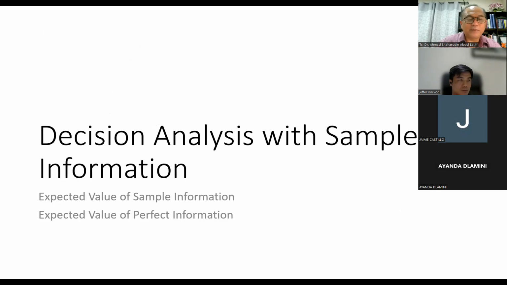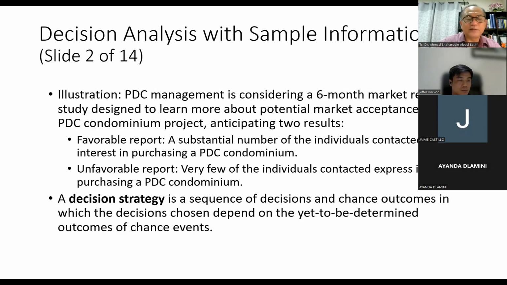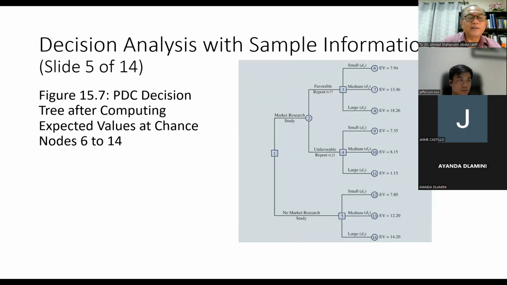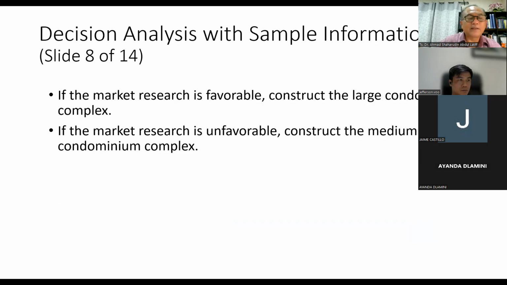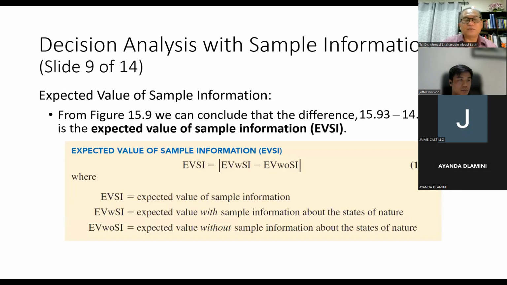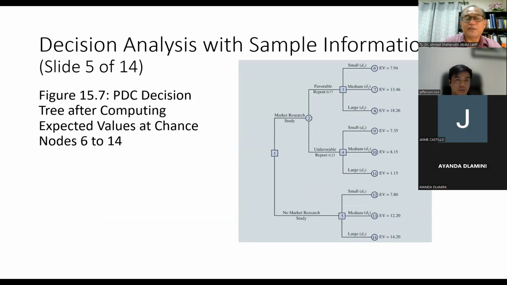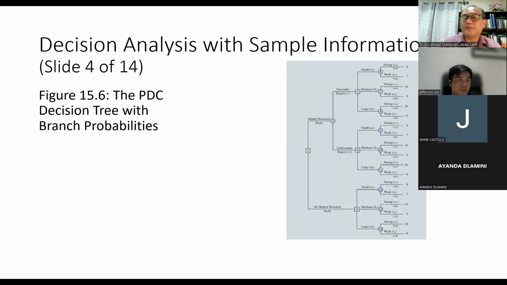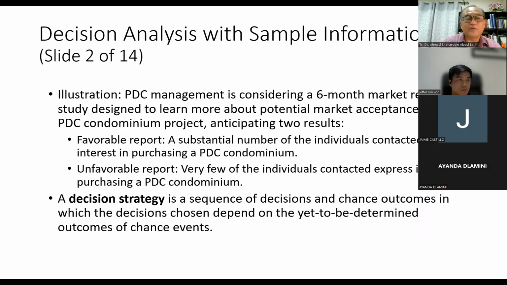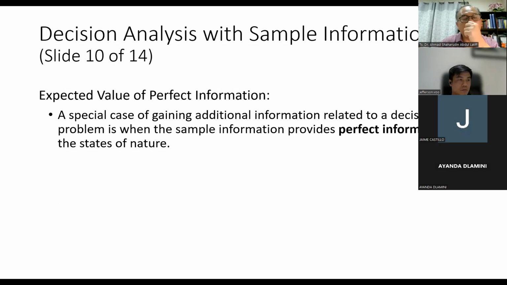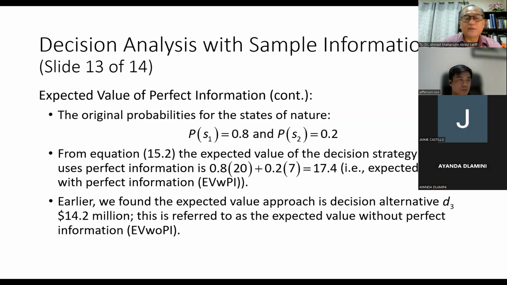Okay, expected value of sample information. I think you can just read this. It is the same thing. When you have sample information, you can use it to calculate the chances. It's the same thing, but we use sample information, yet to be determined.